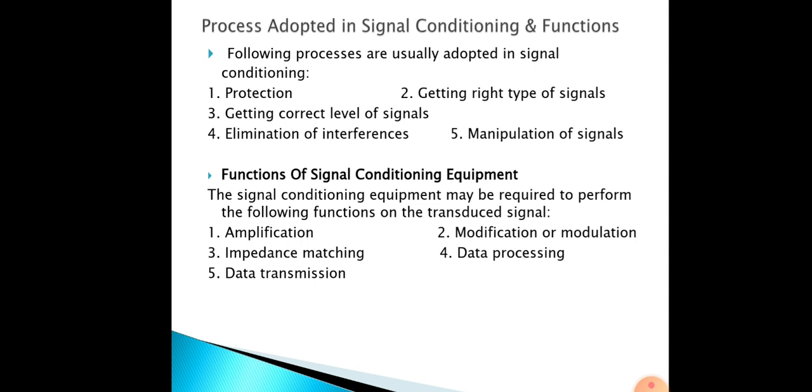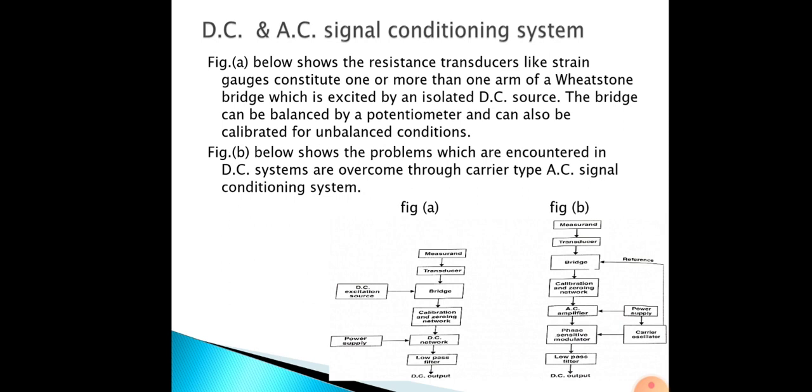The next one, data transmission, means it will transmit the data from one location to another. That is data transmission. The next we will be seeing is the DC and AC signal conditioning system. So first one, DC signal conditioning system.